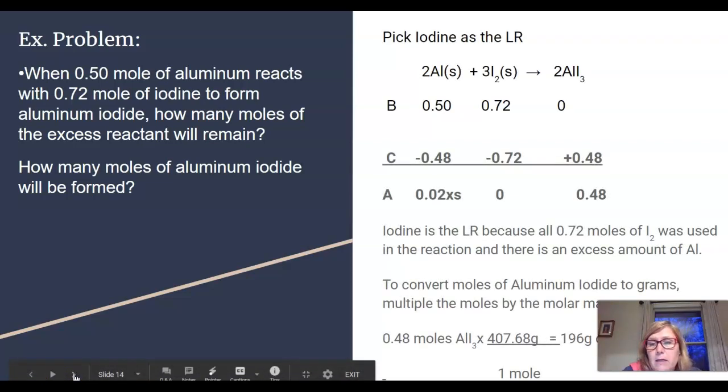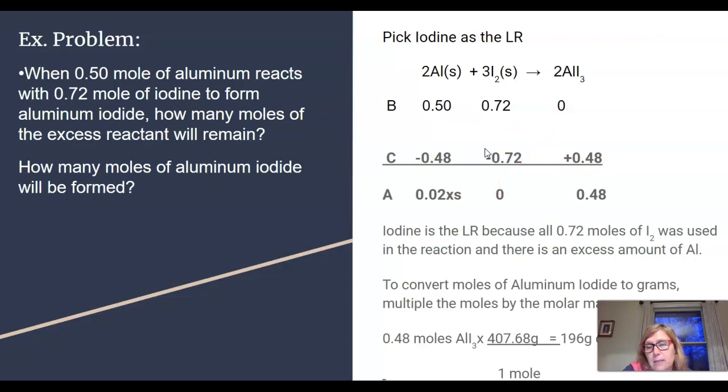So now I picked iodine as my limiting reactant. So I'm going to use all 0.72 moles of it. 0.72 divided by 3 multiplied by 2 will give you 0.48 moles of aluminum, which works out because I have 0.50. I only need 0.48. So I have 0.02 in excess. I used up all 0.72 moles of iodine.